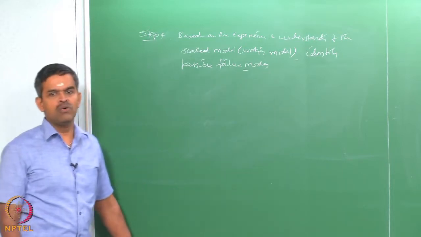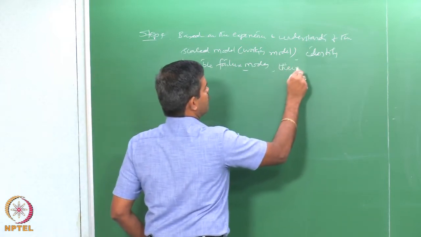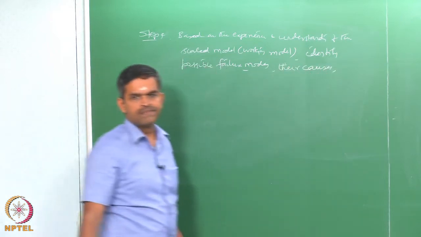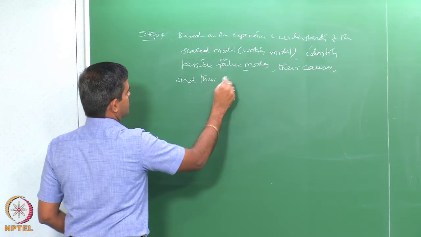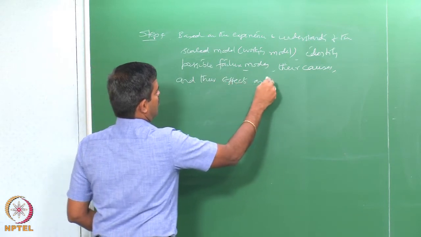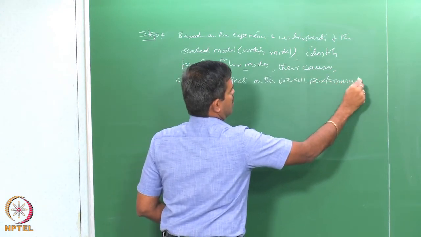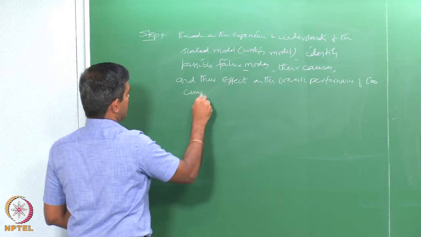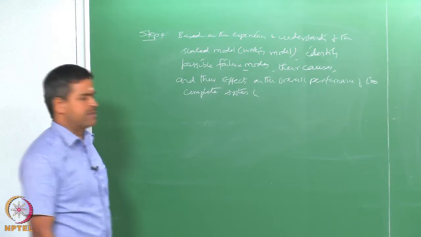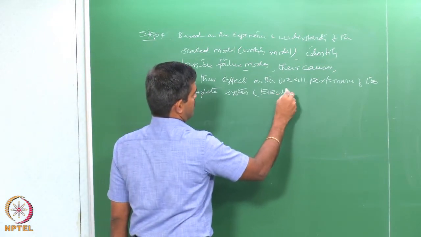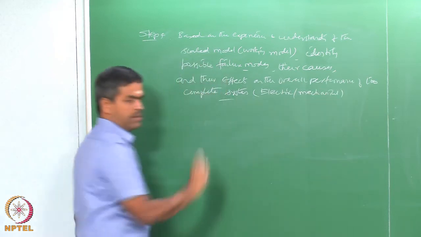So, identify these failure modes, the reasons for the failure, that is what we call the causes, and their consequences, that is what we call effects on the overall performance of the complete system. System I refer to here is electric or mechanical systems, okay, not a chemical or process system, mechanical systems, that is what we mean here.